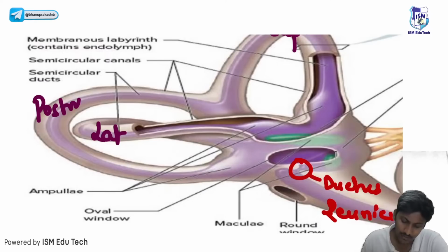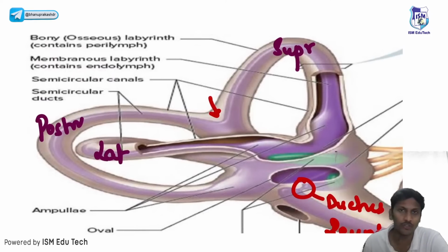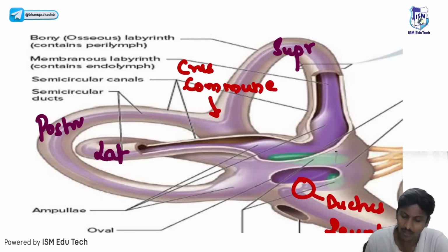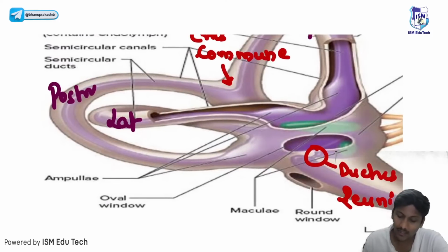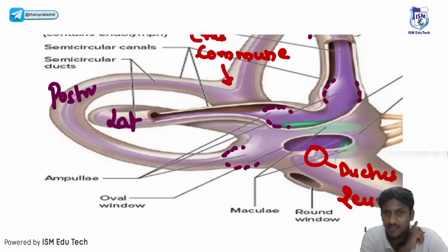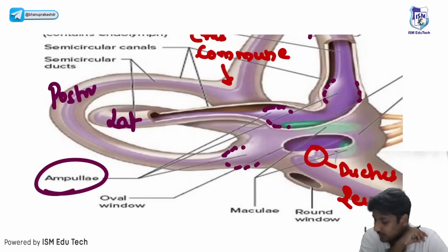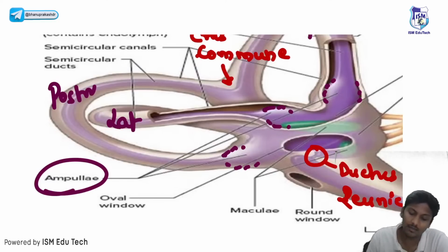Now you can see that one end of the posterior and superior semicircular canal is fused together. This fused end of the posterior and the superior semicircular canal is known as the crus commune. Whereas, you can see that one end of each semicircular canal is dilated. This dilated end of the semicircular canal is known as the ampulla.